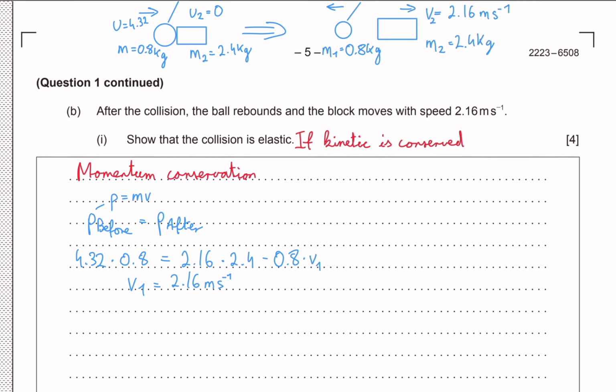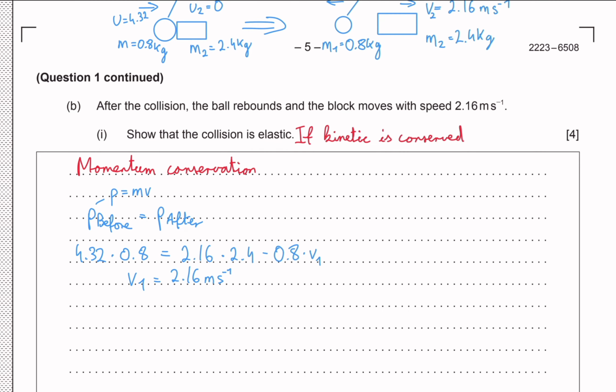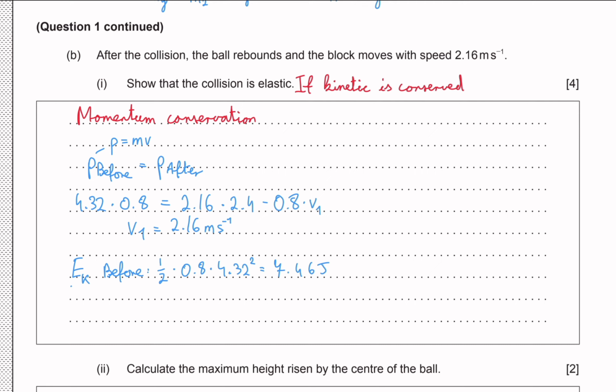Alright, so now we are almost done. We know the speed of everything, we know the mass of everything, so we just need to consider whether kinetic energy is conserved or not. So we just write down the E kinetic before. As I said previously, only the ball had a kinetic energy. So 1/2 times 0.8 times 4.32 squared. This will give us 7.46 joules.